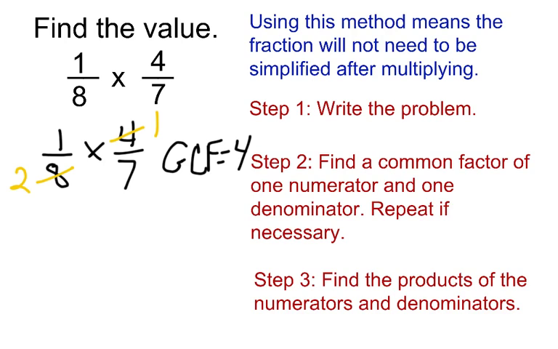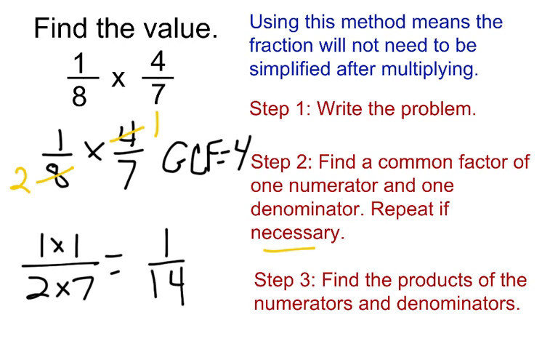Now that I've done that, I can repeat with numerators and denominators to find more common factors if necessary, but in this case I don't have anything else. In other words, I can't reduce it anymore right now. Then you find the products of the numerators and denominators. So 1 times 1 over 2 times 7, which gives me 1/14. And notice how 1/14 is in simplest form.